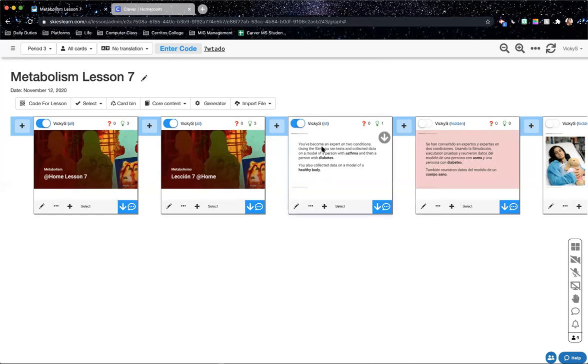So you have become an expert on 2 conditions. Using the sim, you ran tests and collected data on a model of a person with asthma and then a person with diabetes. You also collected data on a model of a healthy body. So that is what we did on Tuesday, right? Remember how we looked at the videos and then we wrote down the numbers of a healthy body, how much glucose, how much amino acid, how much oxygen they have in their body for a healthy person, and then we looked at asthma and then diabetes. Do you guys remember that?